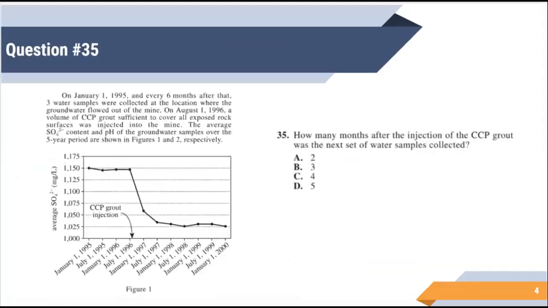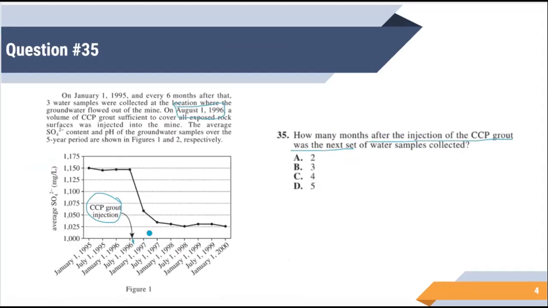All right, question 35. Question 35 just asks, for how many months after the injection of the grout was the next set of samples collected? So basically, they injected the grout here. How long was it until they took their next measurement? You can see they injected the grout right after July, and they tell you in the passage they injected it in August of 96, okay?